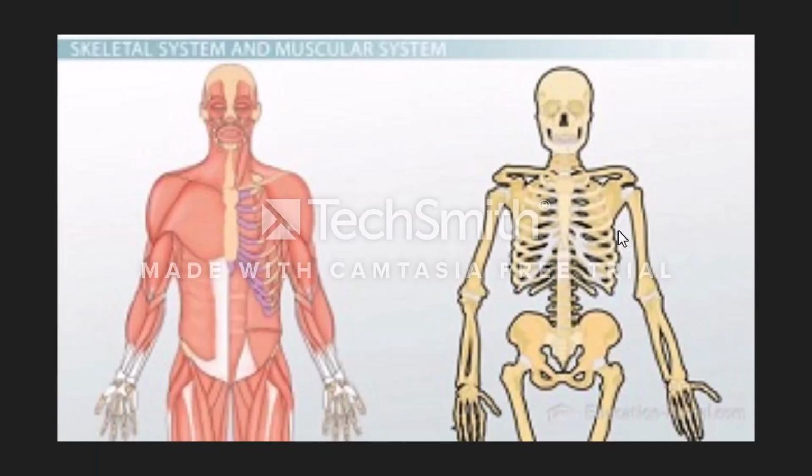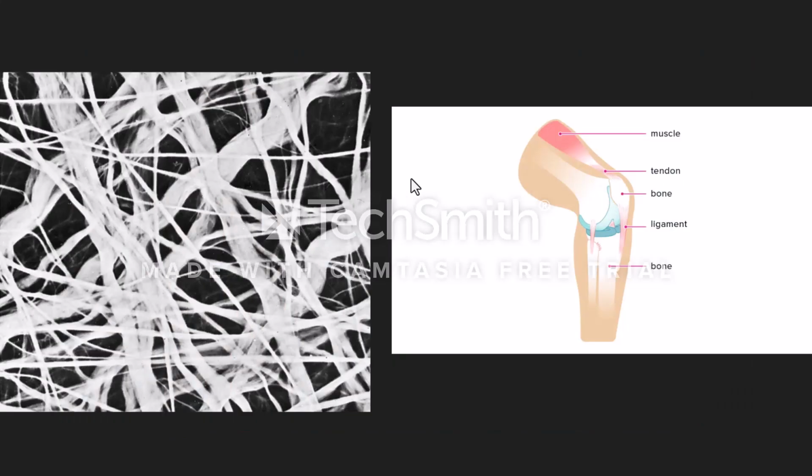Okay, next one. The skeletal body systems working together. The skeletal system and muscular system work in conjunction to allow our body to move. This is the connective tissue. It is dense layered collagen fibers. And then this is the ligament right here. It is attached to bone, and tendons are attached to muscle to bone.